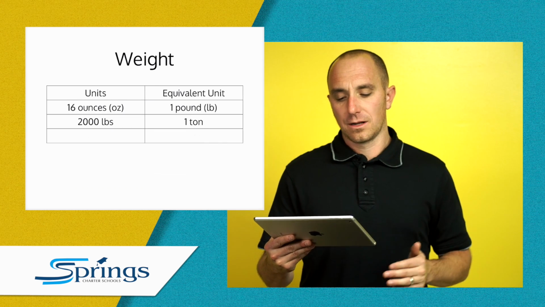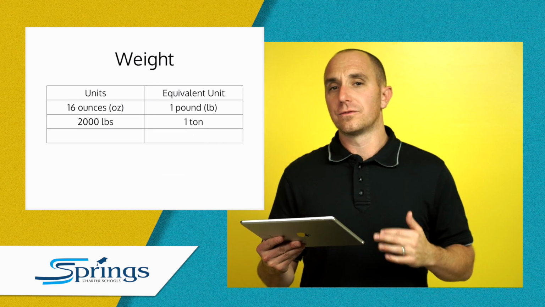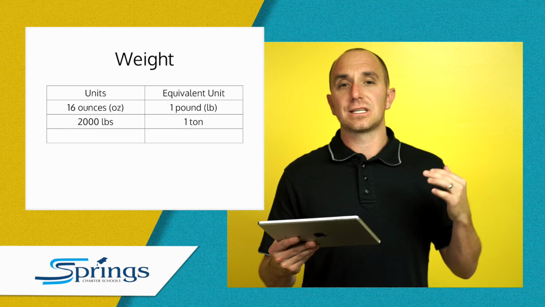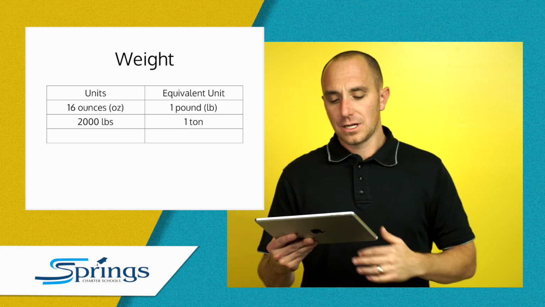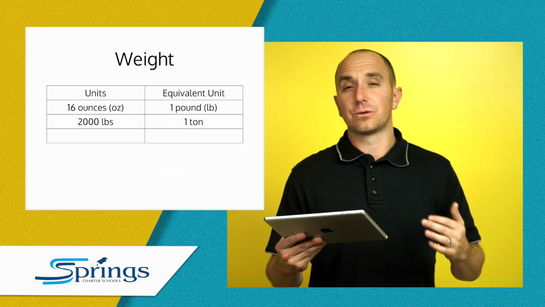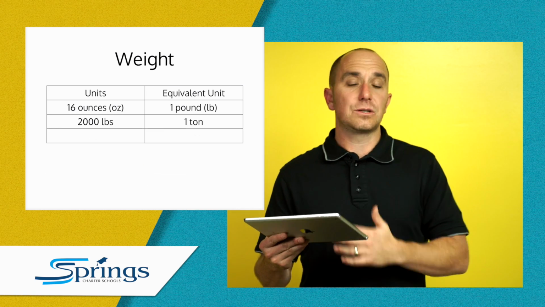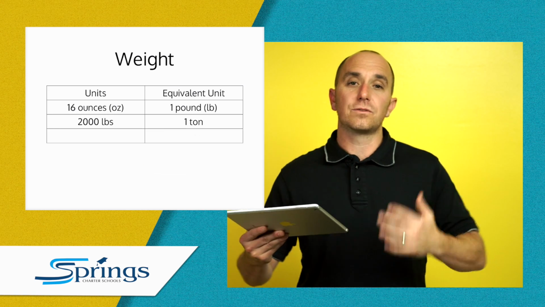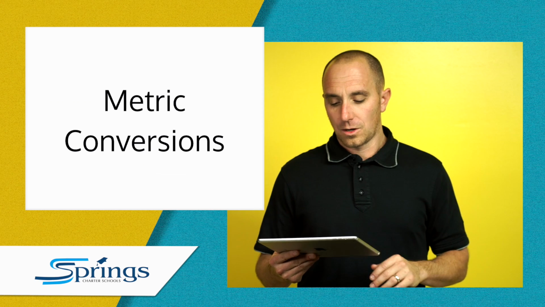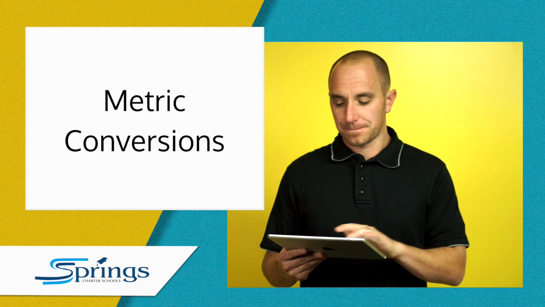All right, let's talk weight. So now we have our units and our equivalent unit. So we have 16 ounces is equivalent to 1 pound, and then we have 2,000 pounds is equivalent to 1 ton. And when I'm saying equivalent, really I'm saying 2,000 pounds is equal to 1 ton. It's really the same thing because equivalent means equal. All right, let's look at some metric conversions now.